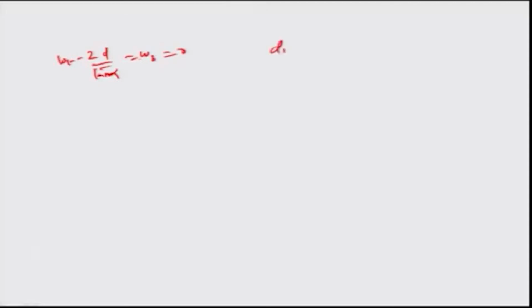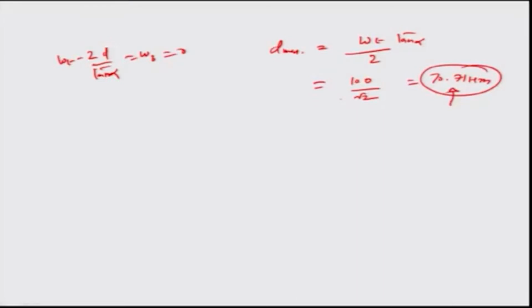So the D max, or maximum depth, would be equal to Wt by 2 times tan alpha. With Wt being 100 microns, 2 by tan alpha is actually root 2. So this comes out to be 70.71 microns. In fact, going up to 70.71 microns would correspond to achieving the maximum D max, where both the 111 planes will meet and the etching will stop.